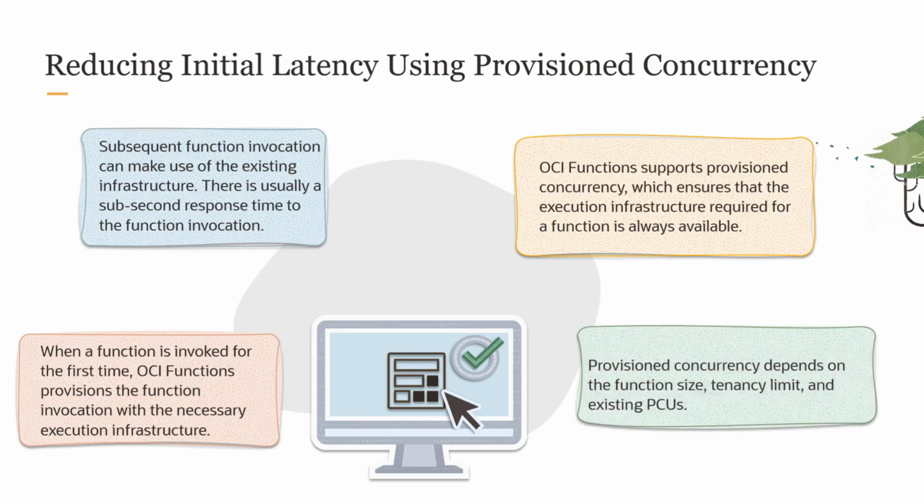The total number of PCUs available for your functions depends on several factors, like the size of the function, the tenancy limit, and whether provisioned concurrency has been enabled for other functions in the tenancy.